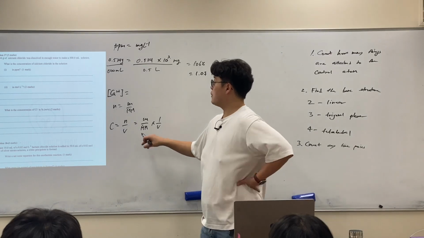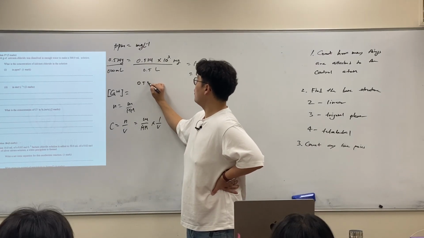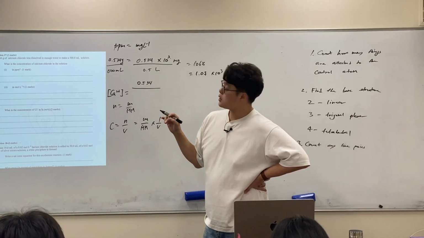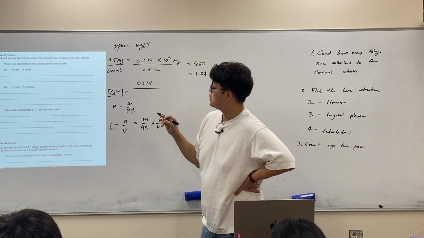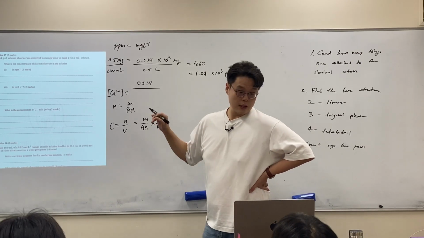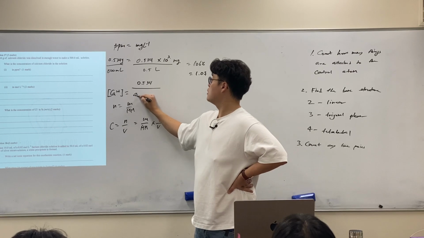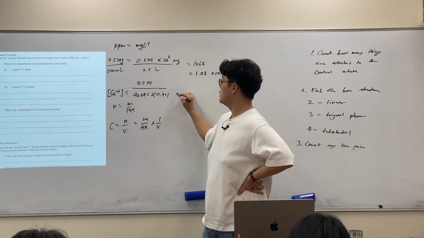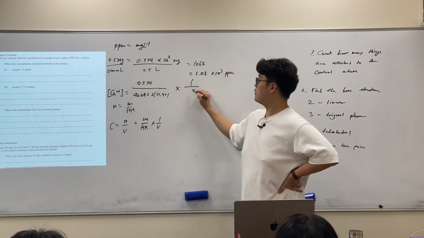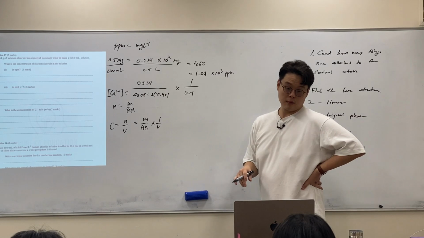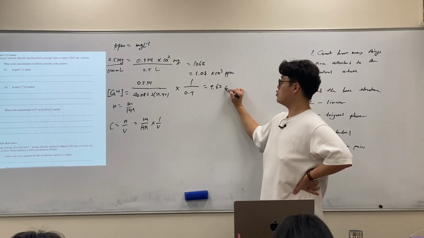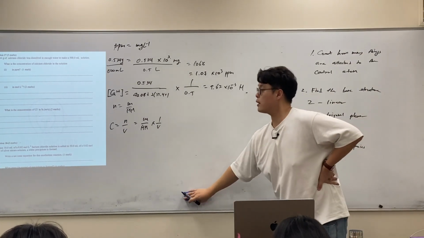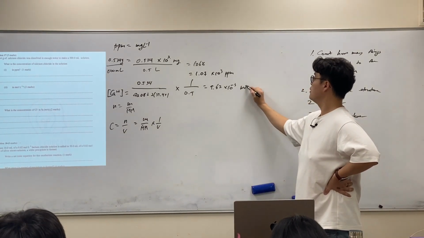Then you'll get mass 0.534 for the calcium chloride divided by the molar mass of calcium chloride, which would be 40.08 plus 2 times 35.45 for chloride. That times 1 over the volume, which is 1 over 0.5 here again. Then you'll get 9.62 times 10 to the power of minus 3 molar, or mole per liter. You should write mole per liter in your answer.